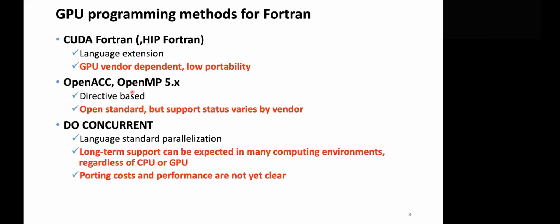OpenACC and OpenMP are directive-based, offloading to GPUs simply by inserting directives. However, OpenACC is, in fact, only supported by the NVIDIA compiler. OpenMP for GPUs is also supported by AMD, but not all directives are available. On the other hand, DO CONCURRENT is a language standard feature, so it is expected to be supported long-term in a variety of environments. Therefore, this study will evaluate DO CONCURRENT.